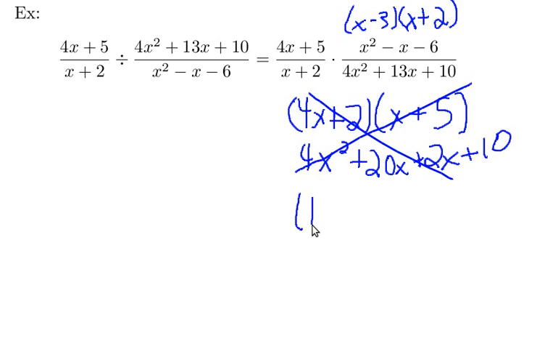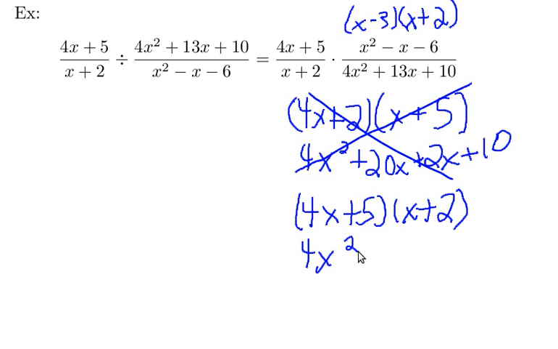Now do 4x plus 5 times x plus 2. 4x squared plus 8x plus 5x. This is it, because 8x plus 5x is equal to 13x. And so that matches. So this is the correct one, and I'll put a little star by it. We're about to erase it anyway, though.